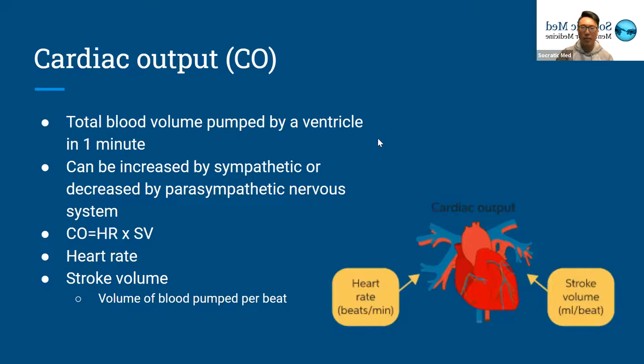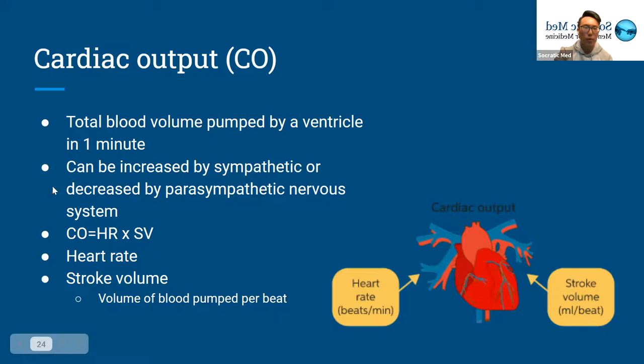So this is one of the few math questions or equations in biology that you'll see. It's cardiac output. This measures the total blood volume pumped by the ventricle in a minute. It can be increased by the sympathetic nervous system, for example by epinephrine, or decreased by the parasympathetic nervous system when you're at rest.